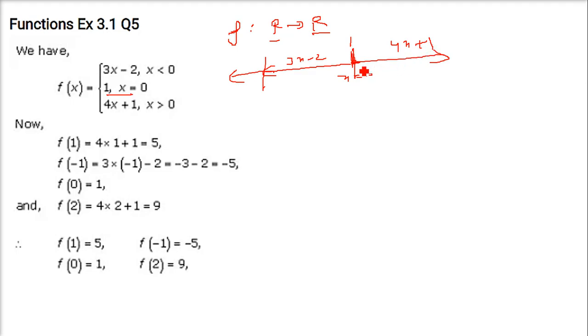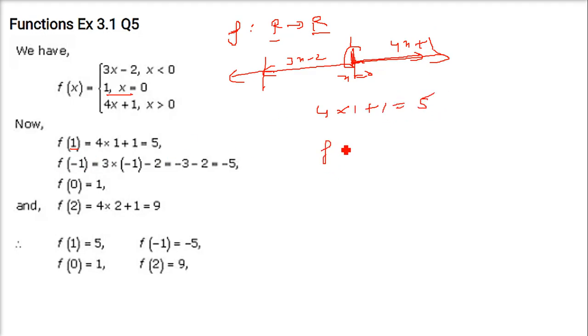So we have to find f1, f minus 1, f0 and f2. So f1 will be what? 1 is positive. So here you have to use 4x plus 1. 4 into 1 plus 1. So you get 5. So f1 is 5.